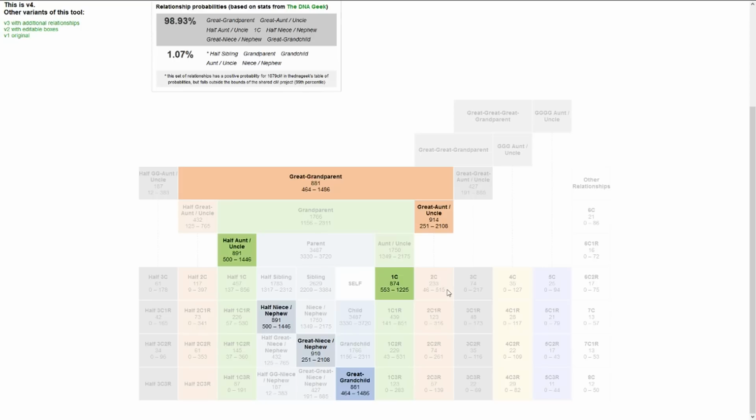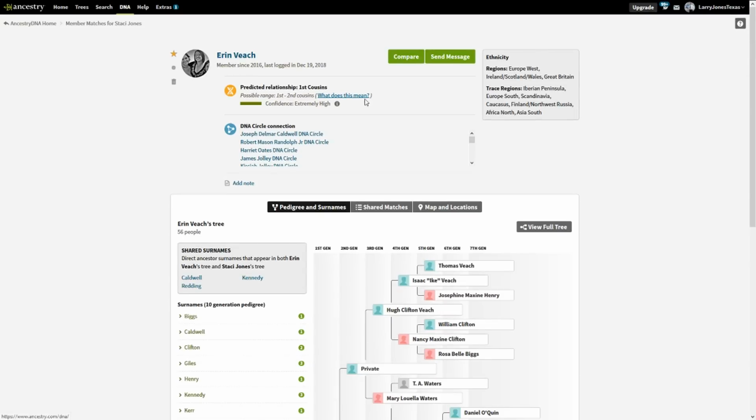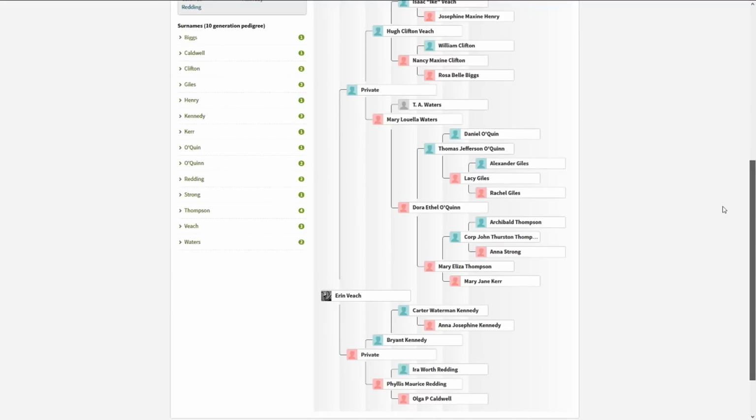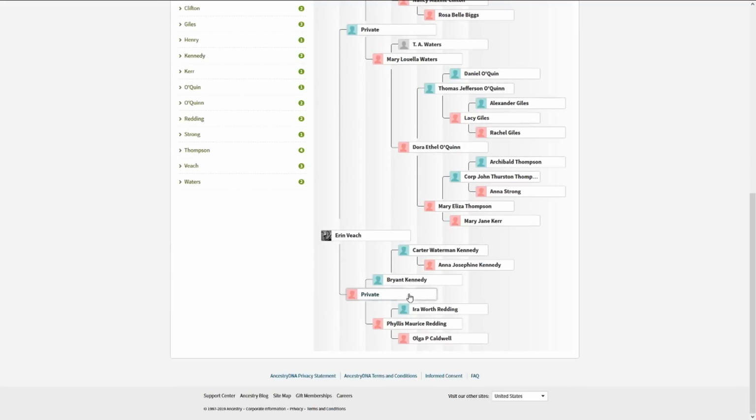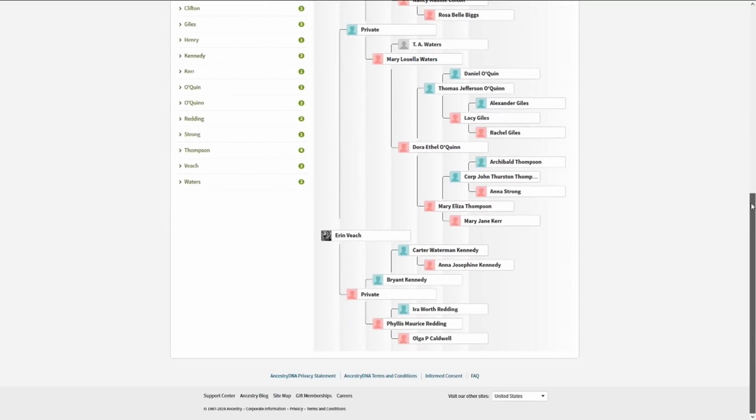Now, second cousin only goes up to 515 on Ancestry. Why would you even say it's possibly a second cousin? Doesn't even make sense. But a first cousin means you share a grandparent. Your parent and their parent were the same. So here are the parents, right here and here, both marked private, and the grandparents are Phyllis Redding, Bryant Kennedy, and Waters and Veach. So we know that it was one of these.